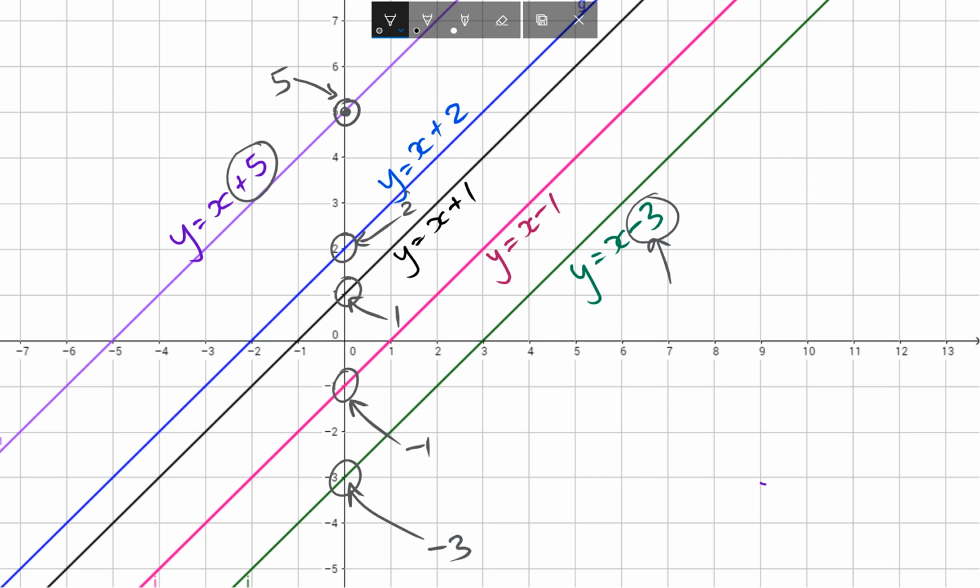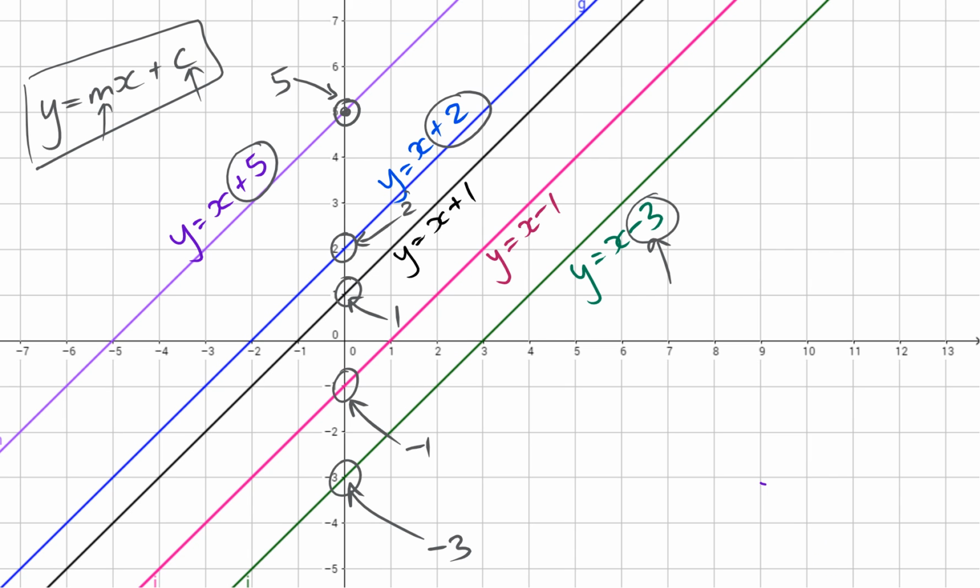So if the equation of the line is in this form, y equals mx plus c, m referring to the gradient of the line, c is actually referring to the y-intercept. So if the equation of the line is in this form, then we're just identifying that number tagged on the end there, and that will be the y-intercept.